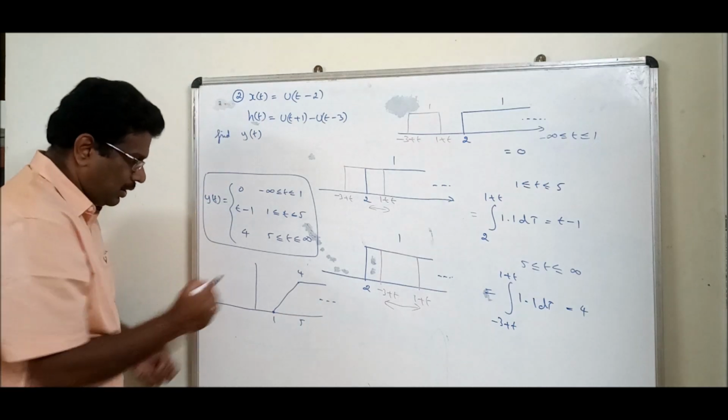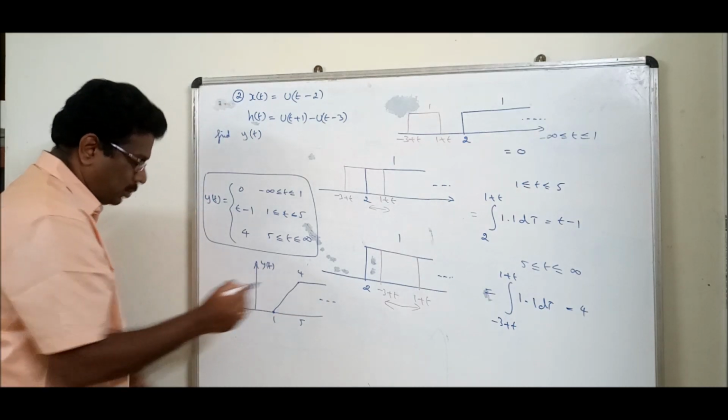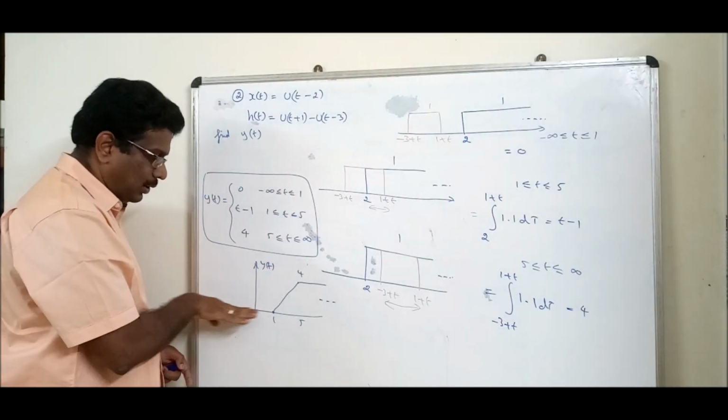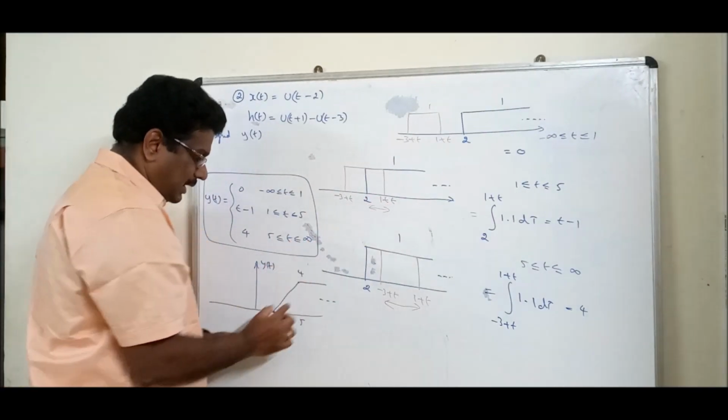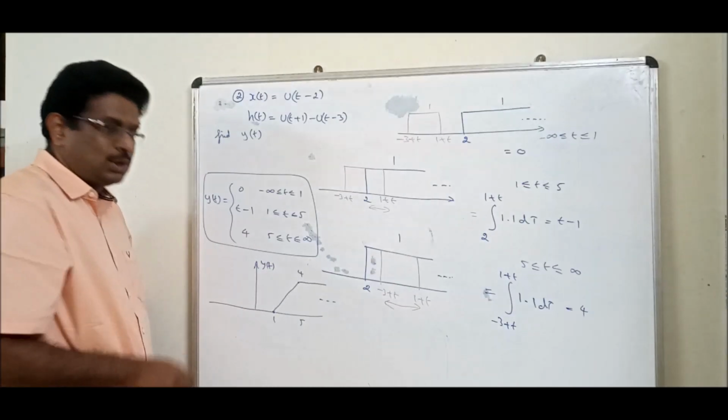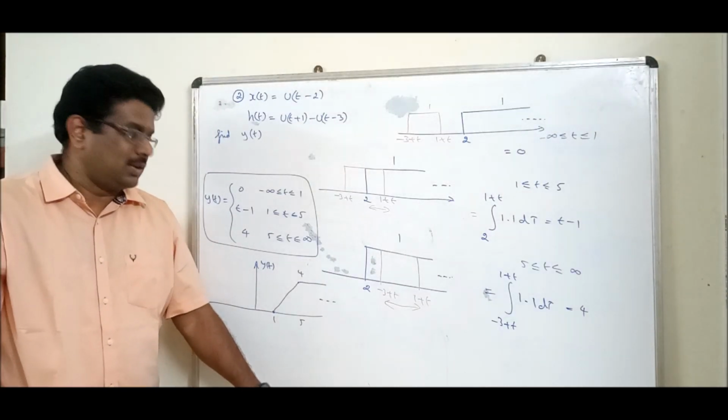See, I told you, this is your y of t. So, in this region, amplitude is not overlapping, 0. In this region, increasing. In this region, constant. So, this is your final convolution result, y of t.